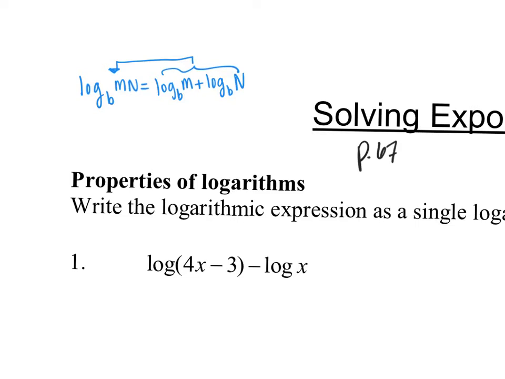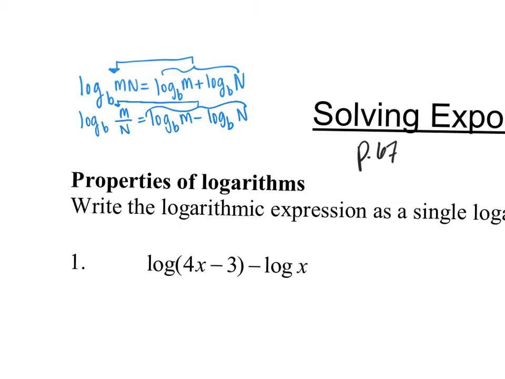Then we had the quotient property, which said log base b of m divided by n can be rewritten as log base b of m minus log base b of n. So again, if you have two logs being subtracted and you want to write them as a single logarithm, you would do that.